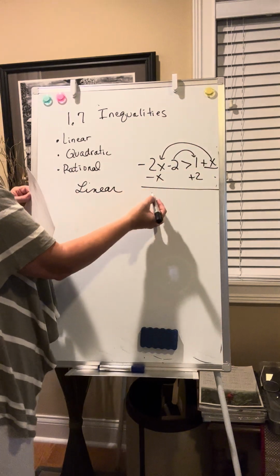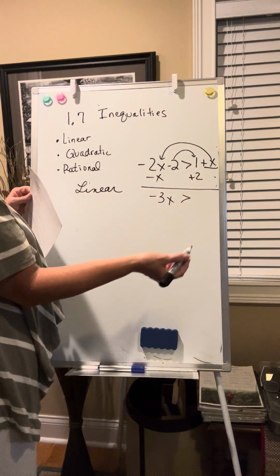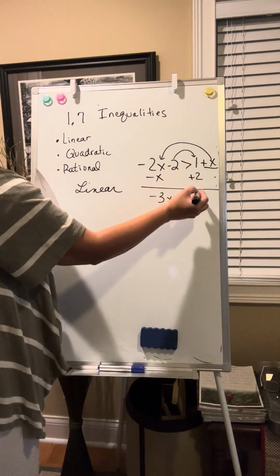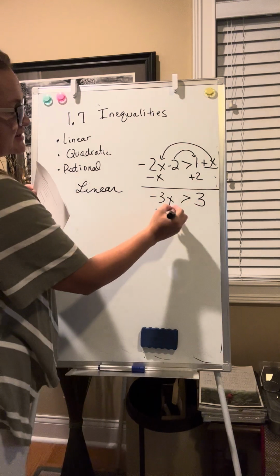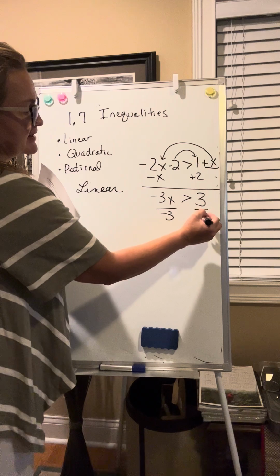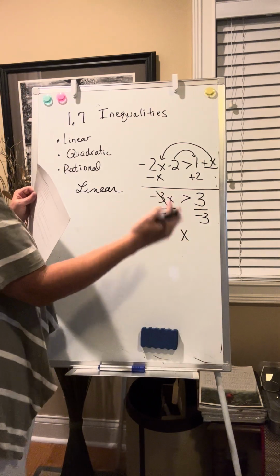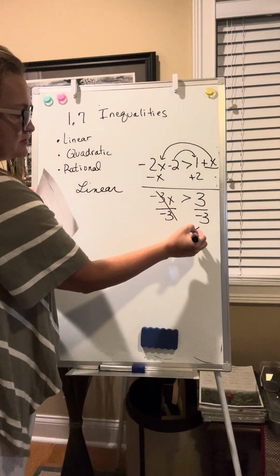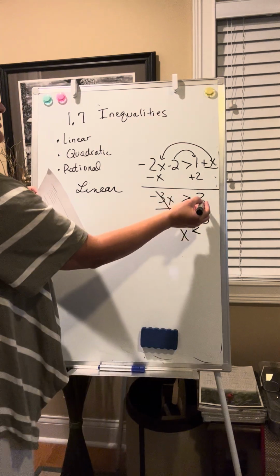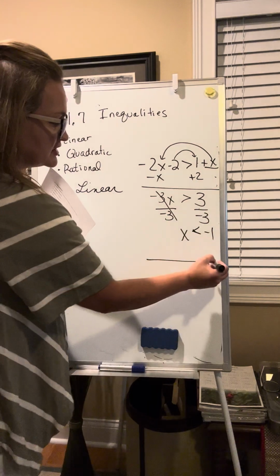Negative 2, negative 1 makes negative 3x. Again, nothing so far has flipped the inequality. 1 plus 2 is 3. But now, here's what's going to happen. When I solve, I have to divide both sides by negative 3. By dividing by a negative, divide or multiply by a negative to solve, flips the inequality. Oops, flip it the other way. Then 3 divided by negative 3 is negative 1. And that would be your answer here.